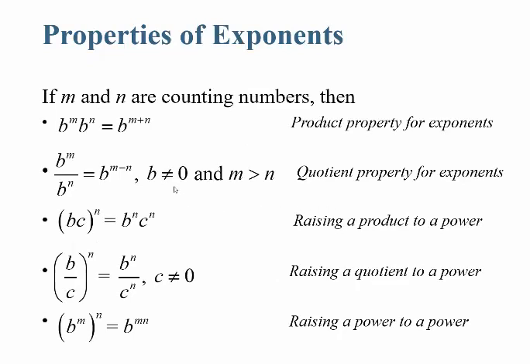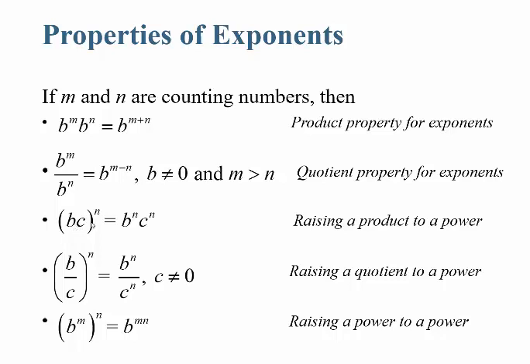Okay, so here are some properties we're going to be using. If m and n are counting numbers, then we have the following. If you have b to the m times b to the n, notice the bases are the same, this is equal to b to the m plus n. This is the product property. So when you multiply two things with a common base, you add the exponents. If you have b to the m divided by b to the n, all you have to do here is subtract. If the bases are the same, it's just b to the m minus n, as long as m is greater than n. We'll talk about the case where n is greater than m later on in this lecture. But that's the quotient property of exponents.